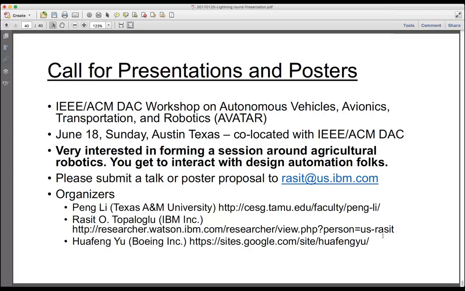So we are organizing an IEEE workshop. In short, we call it Avatar, and it emphasizes autonomous vehicles and robotics, and is located in Austin, Texas, on Sunday, June 18th. So we are interested in forming a session on agricultural robotics. If you think you could join, just shoot me an email. My email is restit@us.ibm.com. And so I think it will be a good opportunity to meet with some folks outside your domain as well. In particular, this is co-located with the Design Automation Conference, and there are a lot of people who are experts in automation and algorithms, so it can bring some nice synergy. So please send me an email if you're interested in presenting.